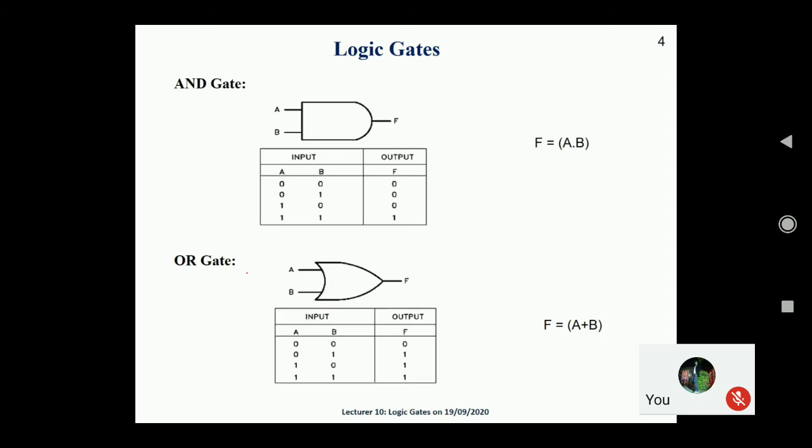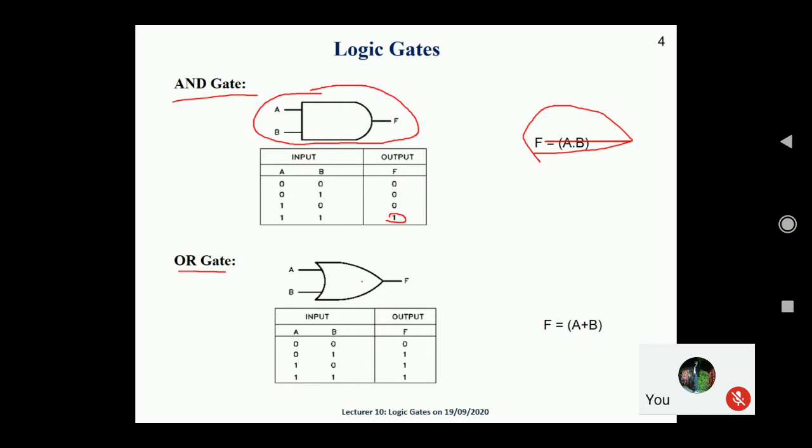Okay, next one is the AND gate. See, this is the logical symbol of the AND gate. In the AND gate, when both the inputs are 1 1, the output is always 1. And the logical expression of the AND gate is F equal to A dot B. If both the inputs are 1 1, the output is active, otherwise the output is inactive.